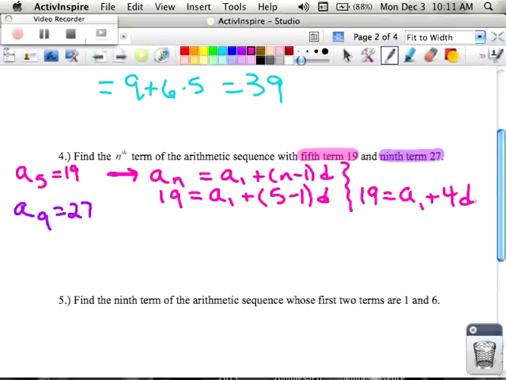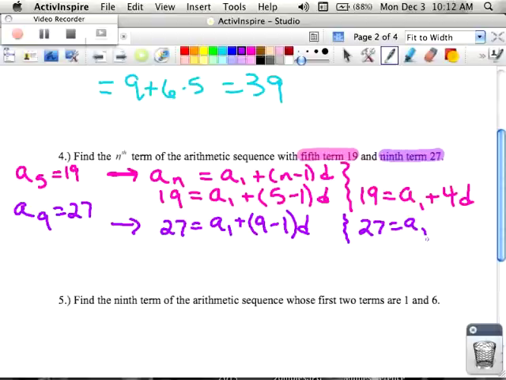Now this is an equation with 2 variables in it, a1 and d. In the purple, if I was doing this algebraically, I know that a sub 9 was 27, and that was equal to my a sub 1, which I still don't know, plus, since that was my 9th term, it would be 9 minus 1 times d. And so if I rewrote that in equation format, simplified, that would be 27 equals a sub 1 plus 8d. And now what you see is you have 2 equations and 2 unknowns.